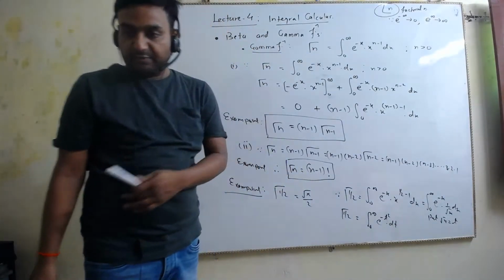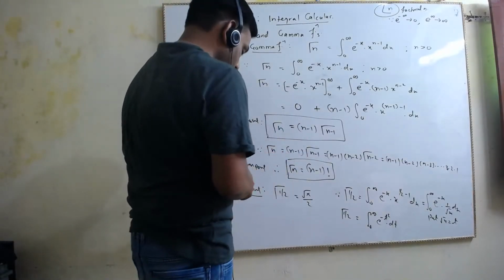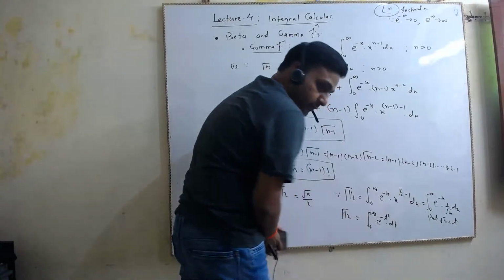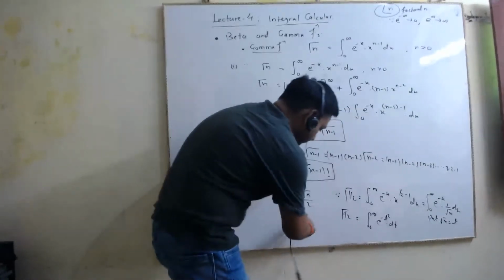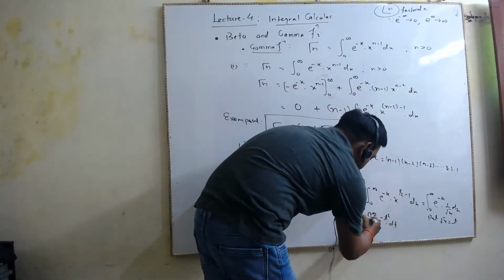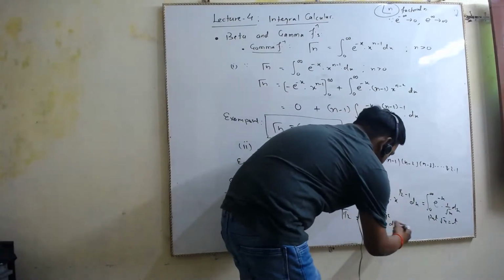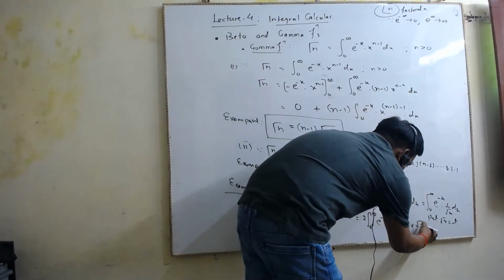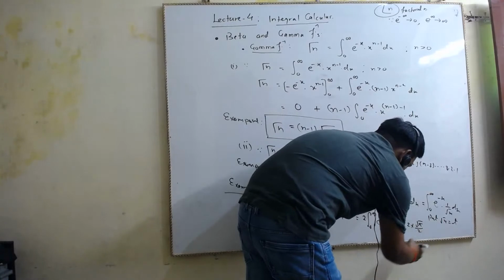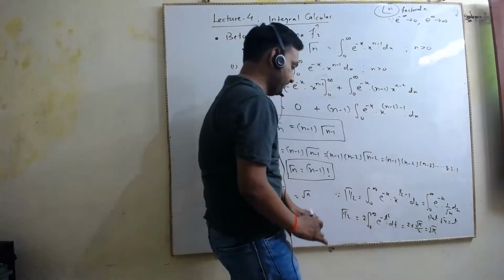Just wait a minute, let me check that value first. That is gamma half. This will be 1 by 2, otherwise this is 2 into dt. So this will be square root of pi by 2. So 2 into square root of pi by 2 will come out as square root of pi.